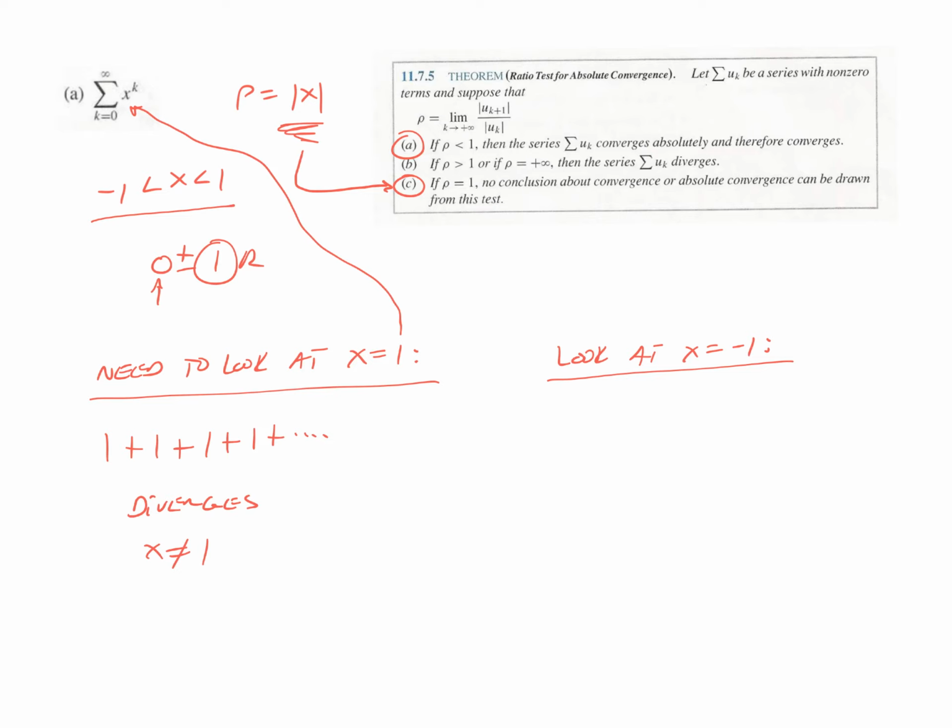So x equals -1, -1 to the 0, looks like that's going to go with 1, -1, plus 1, whoops, minus 1. Let's see, 1 minus 1 plus 1 minus 1 plus 1 minus 1, etc. And we know that one diverges also, diverges. So x cannot equal -1. So our radius is 1, and our interval is -1 to 1 exclusive. Done. On to part B.